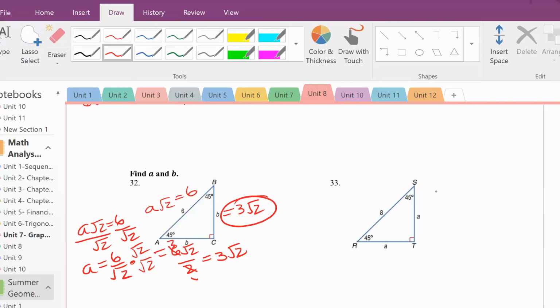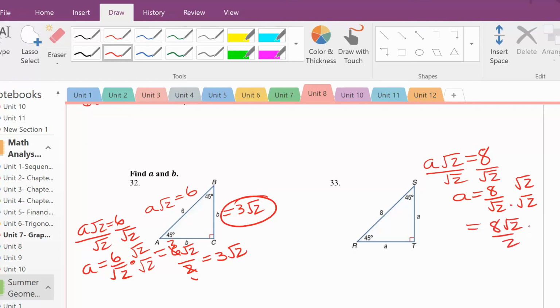Same thing for 33. We know that A rad 2 is equal to 8, divide by rad 2. So A is equal to 8 over rad 2, so you rationalize the denominator. So it's 8 rad 2 over 2, which is equal to 4 rad 2.